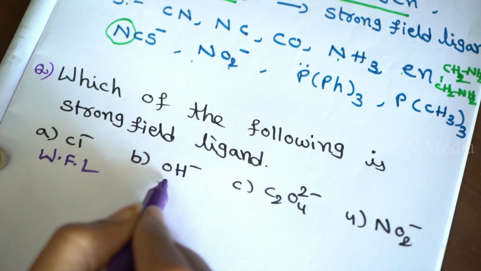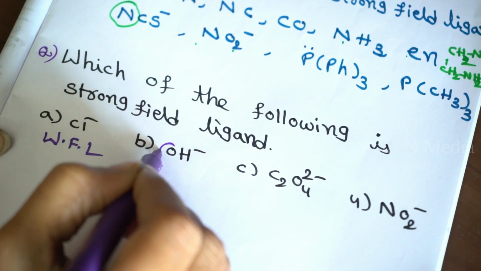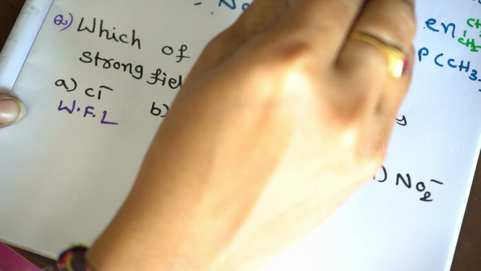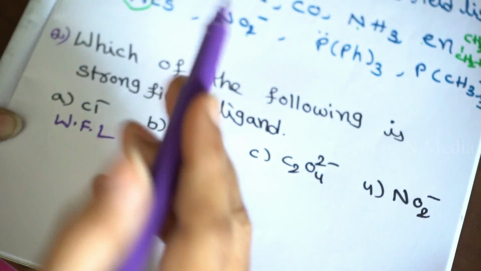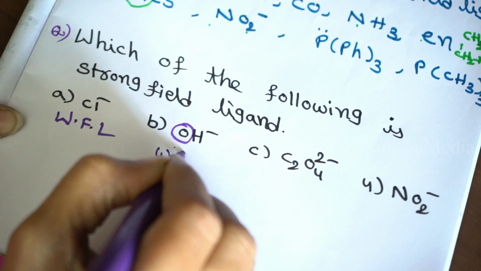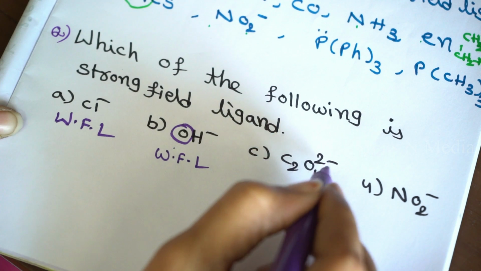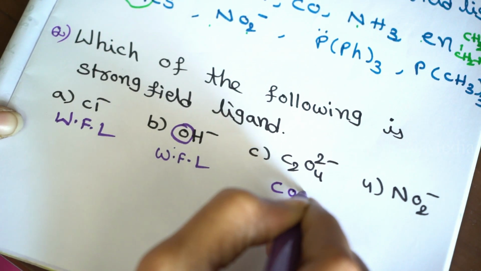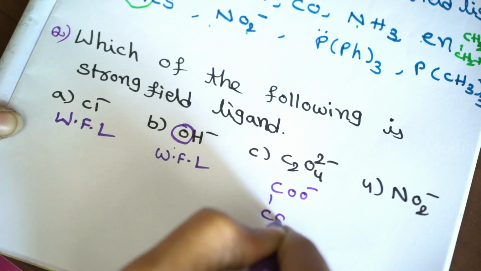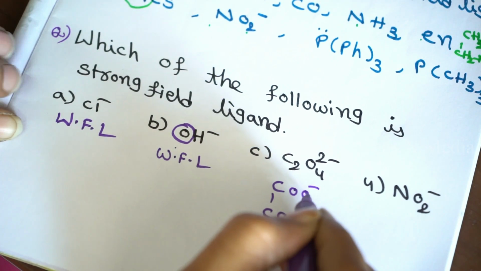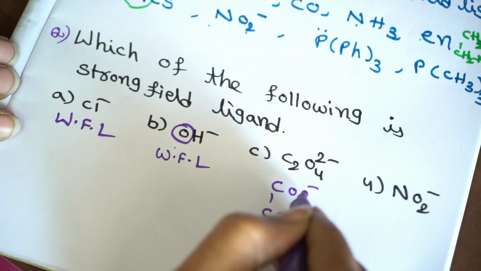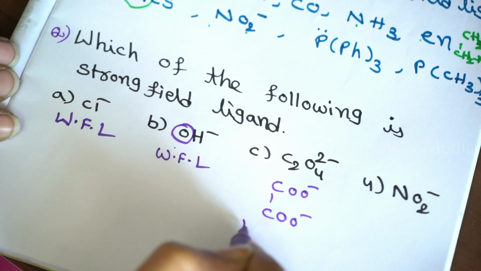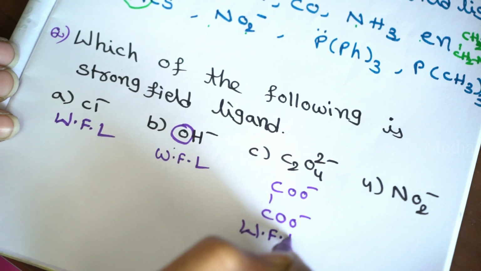Next, OH minus. In OH minus, oxygen is the donor atom. So the oxygen donor atom is present. It is a weak field ligand. So OH minus is a weak field ligand. Next, C2O4 2 minus, which means COO minus, COO minus. So what are the donor atoms in C2O4 2 minus? These oxygen atoms act as the donor atoms. That means it is also a weak field ligand.